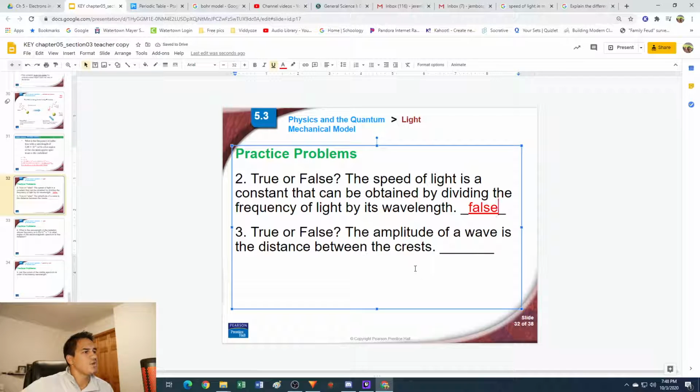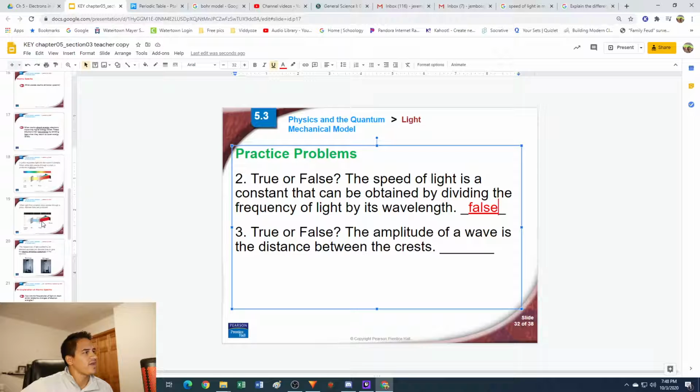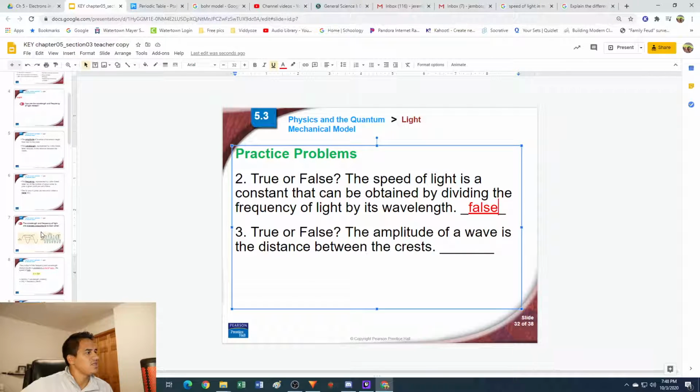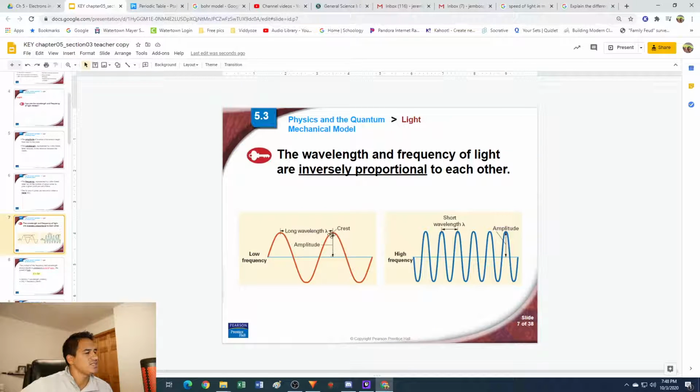Number 3, true or false? The amplitude of a wave is the distance between the crests. Again, let's look back at our notes. The amplitude is the height from the base to the crest. The distance between crests is the wavelength.